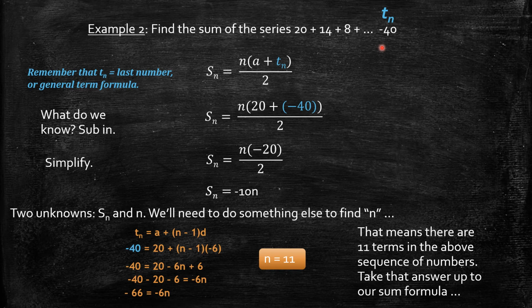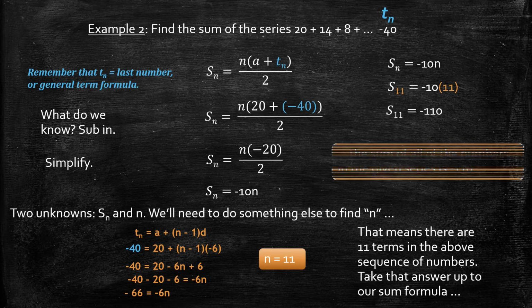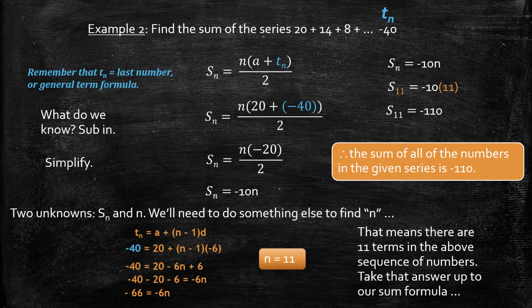So we're going to take that answer. That formula goes up, and we sub in 11. Sum of 11 terms, so S11 is negative 110, a nice boxed up answer here. Therefore, the sum of all the numbers in the given series is negative 110.